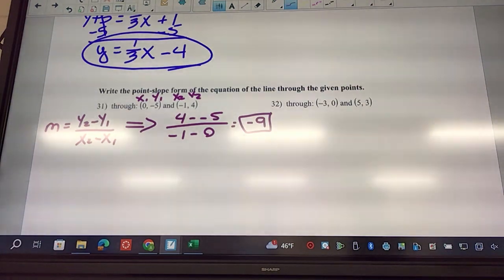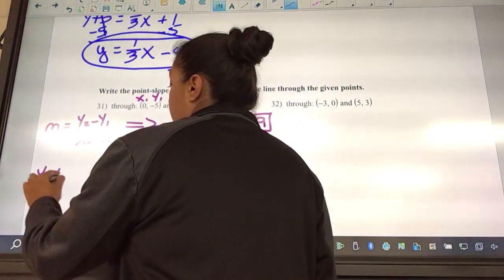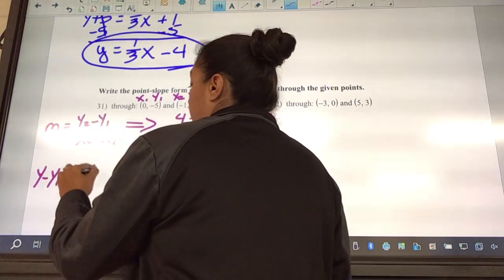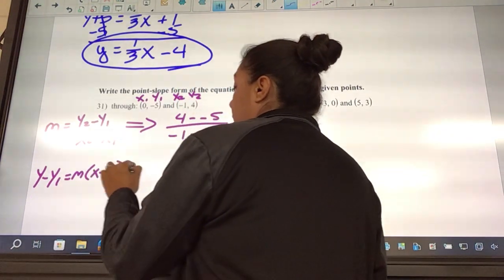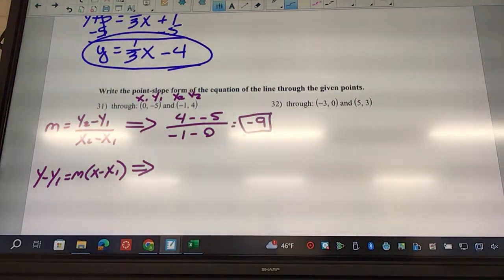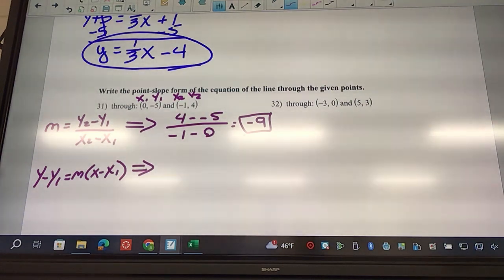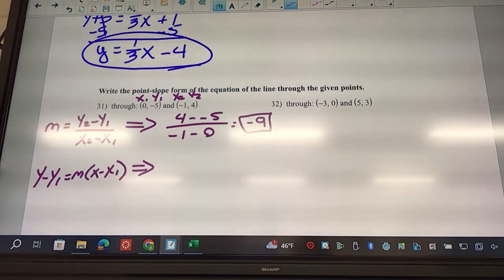And then after this one, you're going to use this formula: y minus y1 equals m times x minus x1. Because we need the slope in order to do the point slope, we need to put it in that point slope form.